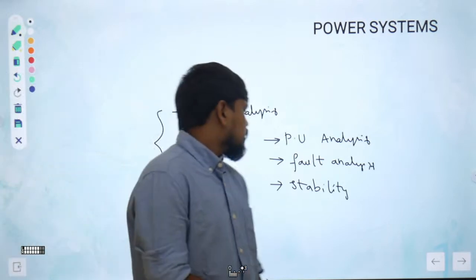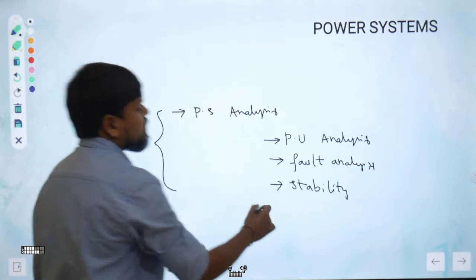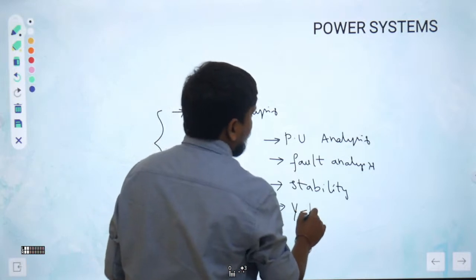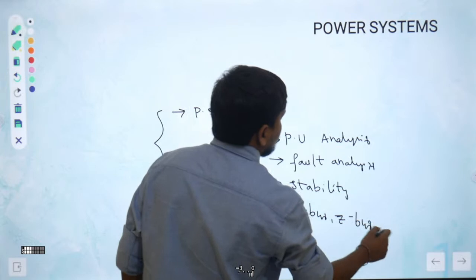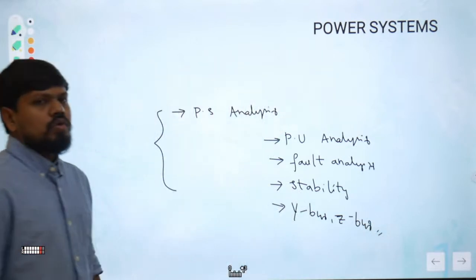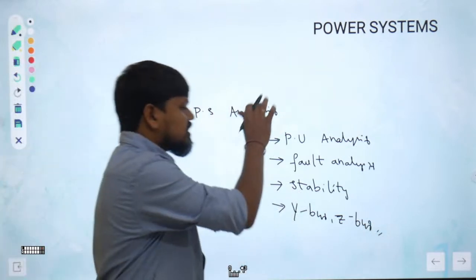Okay, so this is the stability. After that we need to know about Y bus and Z bus analysis. Okay, so Y bus and Z bus analysis. These are all things we have to know from this power system analysis.